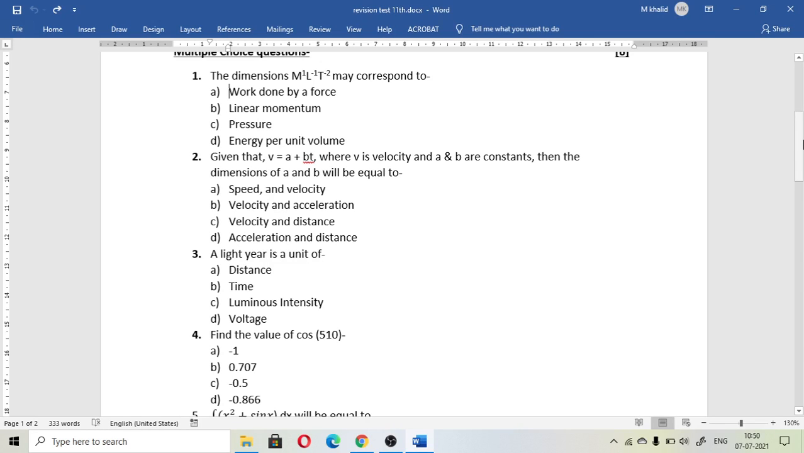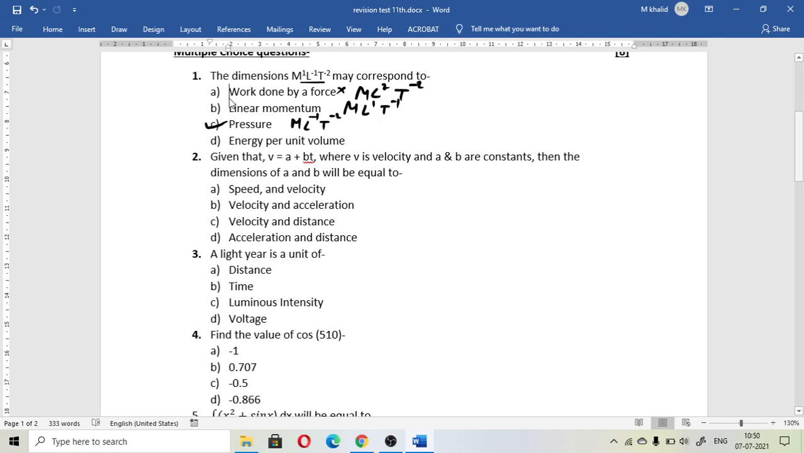Okay, so let's start. First question says that dimension M1 L minus 1 T minus 2 may correspond to. So first option is work. We know that dimension of work is ML square T minus 2, so it is not our right option. For linear momentum, it is M1 L1 T minus 1, that is also not true. Pressure is force upon area. So when we do force upon area, then we get ML minus 1 T minus 2, so pressure is the right option.